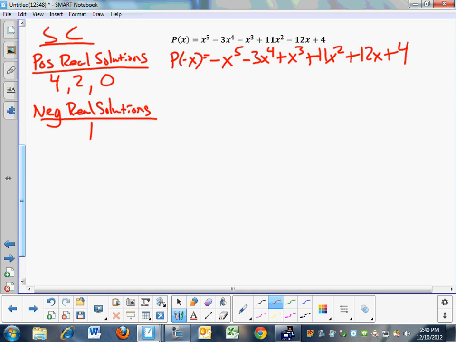Does it have to be 1 and 4? No, it could be 1 and 2 and we would have 2 imaginary, or it could be 1 and 0 and we have 4 imaginary.